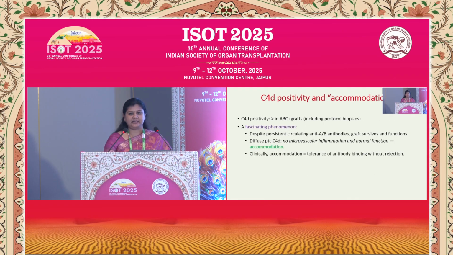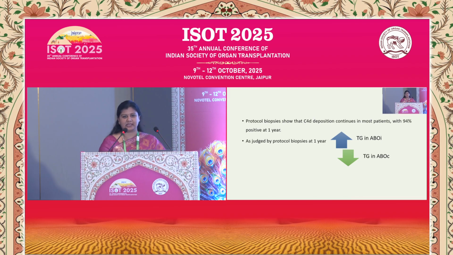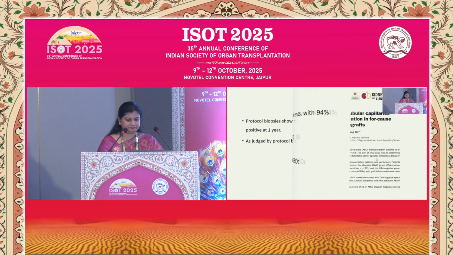So coming to this fascinating phenomenon of accommodation, what happens is that even though there are circulating antibodies, the graft still functions normally, it survives, and the biopsy will not show any features of injury. We can say that in a way, accommodation is just a manner of the kidney tolerating. It is a tolerance of antibody binding, but without any injury. So to summarize, it's a footprint of complement activation. And when we followed these ABO incompatible cases with protocol biopsies up till 1 year, studies have shown that these cases have a higher incidence of transplant glomerulopathy as compared to the ABO compatible ones.